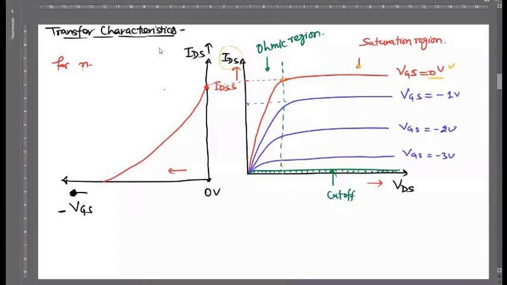So these are the transfer characteristics for an N-channel JFET, N-type JFET. I hope these characteristics are clear to you. If you face any problem in these characteristics, please let me know. I'll explain.